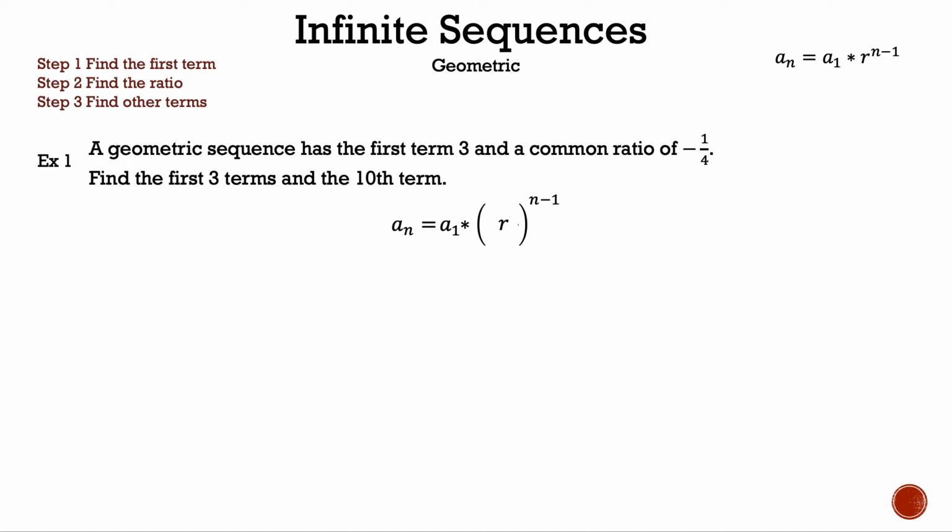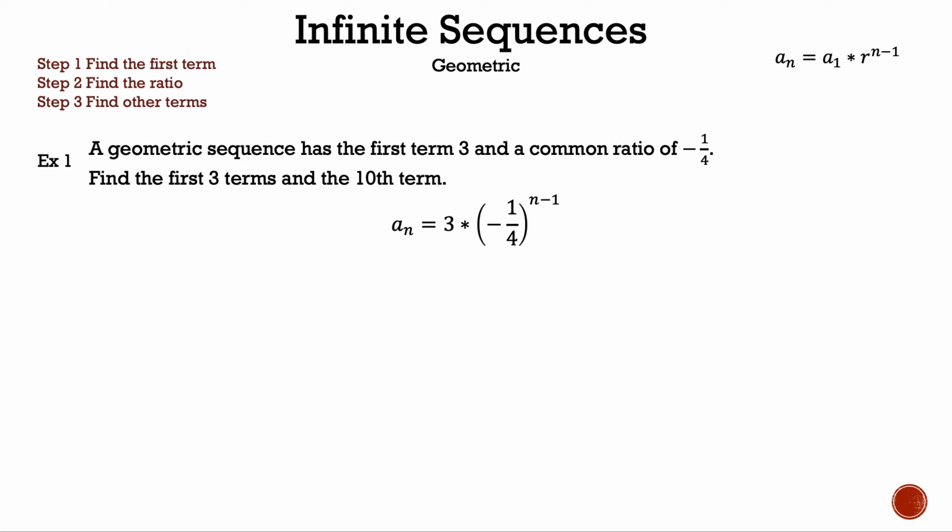Now, let's substitute what we know into that formula. We know that a sub 1 is equal to 3, and we know that r, or the common ratio, is negative 1/4. And now we have a sub n is equal to 3 times negative 1/4 raised to the power of n minus 1.